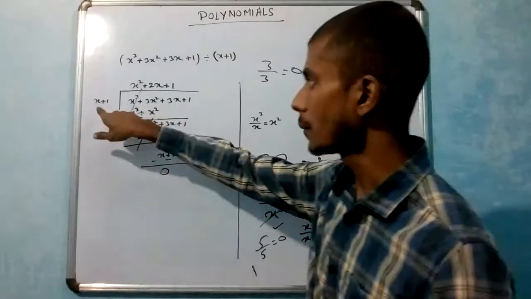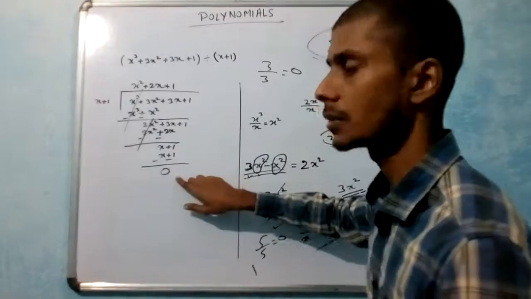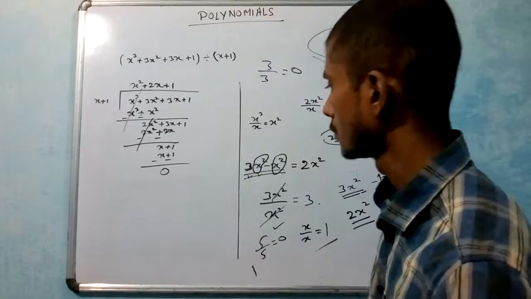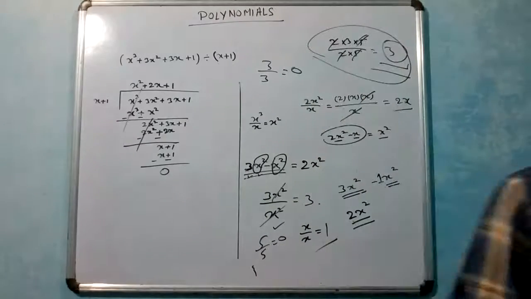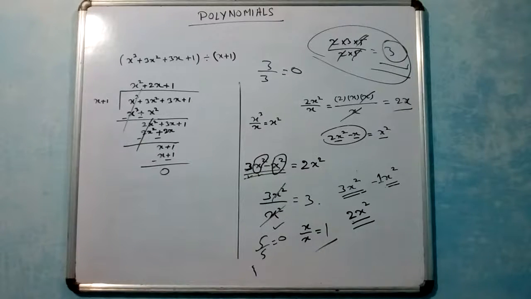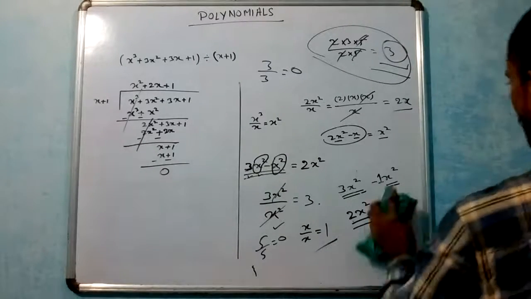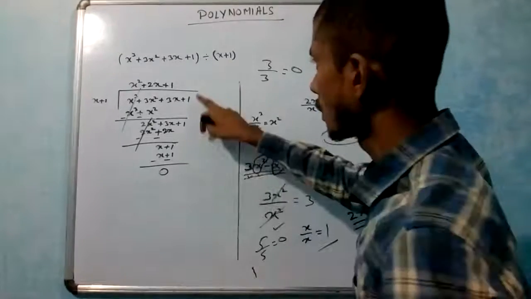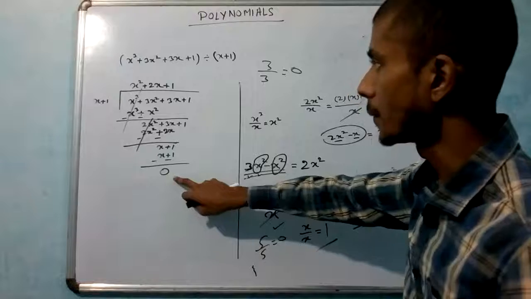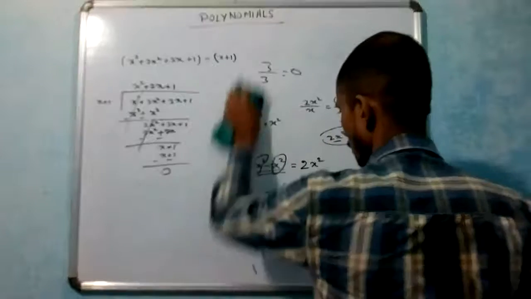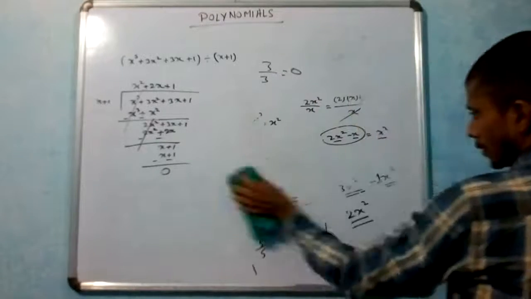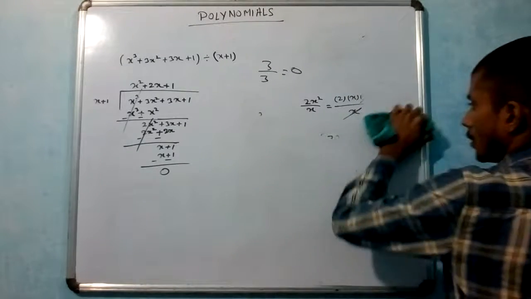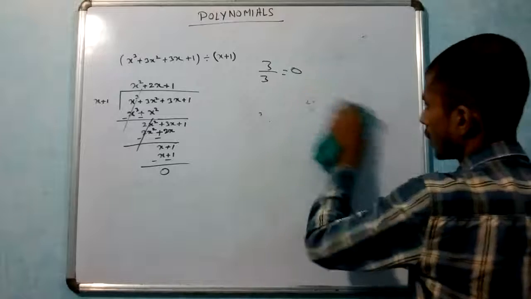Now this dividend, when divided by this divisor, gives this quotient and the remainder is 0. Fine. Now we have one remainder theorem: without this actual division, how can we obtain the remainder? Without division, how can we get the remainder?